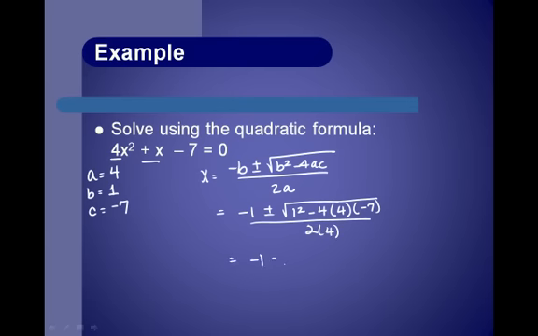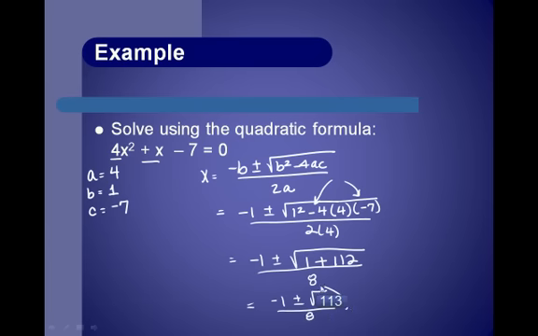So we get negative 1 plus or minus the square root of, well, 1 squared is 1. Now this is a tricky part. You've got a minus and you've got a negative. Well, minus a negative is going to give you a plus. Now we've got 4 times 4 is 16. 16 times 7 is 112. Divided by 8, which would give us negative 1 plus or minus the square root of 13 divided by 8. Not a nice pretty answer, but that's our solution.